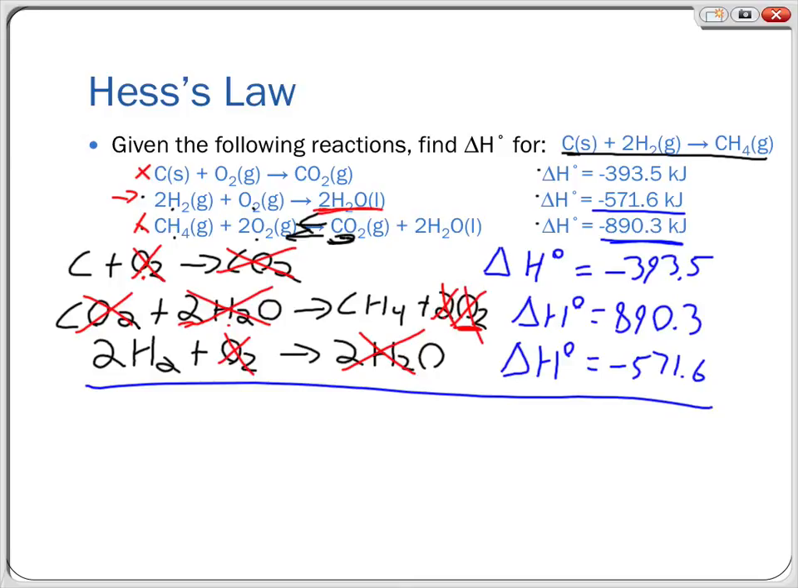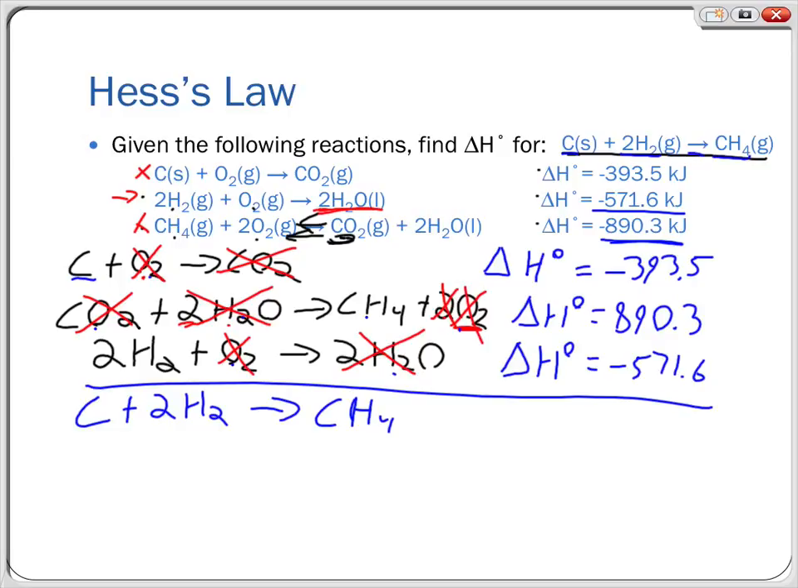So now that we're done on this, let's write this out. On the reactant side, we have a C right here. O2 is gone, CO2 is gone, H2O is gone. We have 2 H2s, so 2H2 like this, the O2 is gone. So now we're on the product side. We have a CH4, which is from right here. These O2s are gone, that H2O is gone, so that should be it. So C plus 2H2 yields CH4.